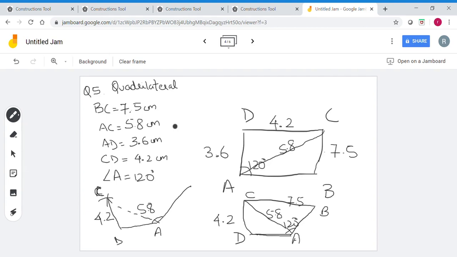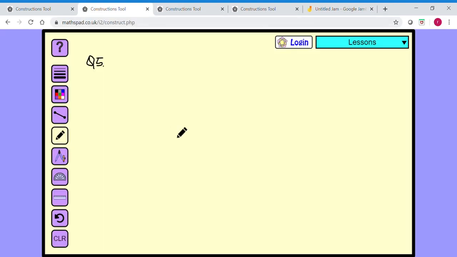Now I know that B is 7.5 from C, so I will cut an arc of 7.5 here. This will give me my point B. Perfect. So let's do the construction.